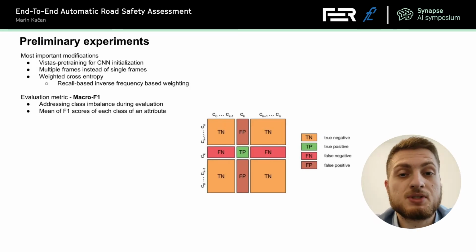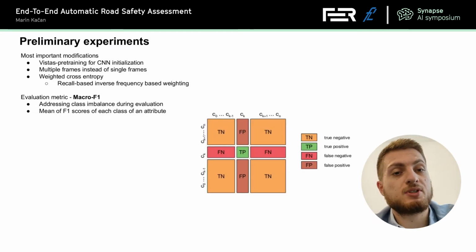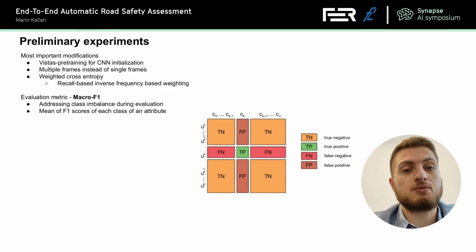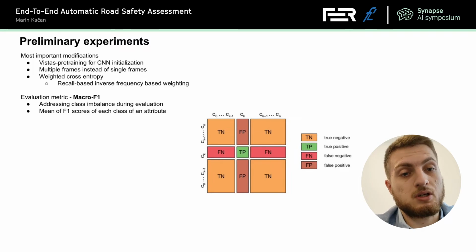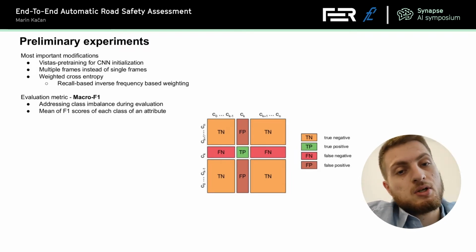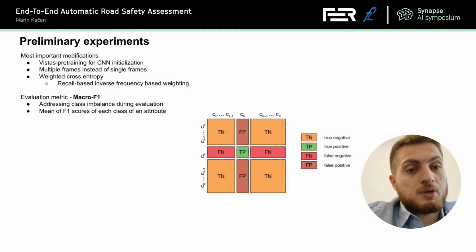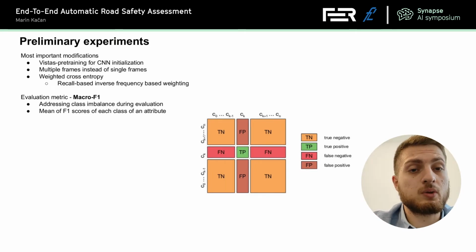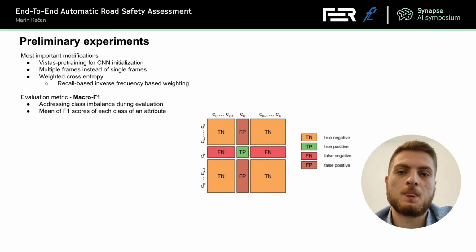The conclusion of experiments on this vision-based model was that the most important aspects were Vista's pre-training of the encoder, using multiple frames, and using the weighted cross-entropy losses. Regarding evaluation, to address class imbalance, we use the macro F1 measure, which averages F1 scores for each class, and so all classes contribute to the score equally regardless of their frequency. The results of experiments will be displayed at the end of the presentation.